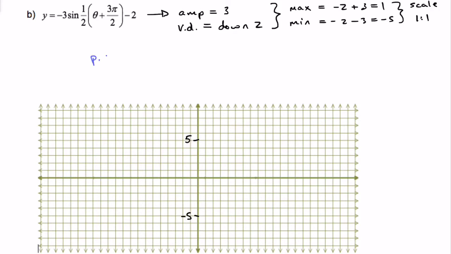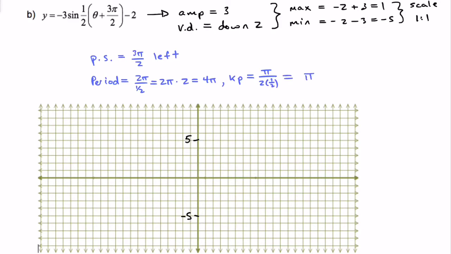Its phase shift is 3 pi over 2 to the left. The period is 2 pi over a half. Invert and multiply. So a half when you flip it is 2. So 2 pi times 2 is 4 pi. The key points are pi over 2 times a half, which is just pi, because 2 times a half is 1. So it's pi over 1, which is just pi. The common denominator then between 3 pi over 2 and pi over 1 is 2. So I'm just going to use a scale of pi over 2.